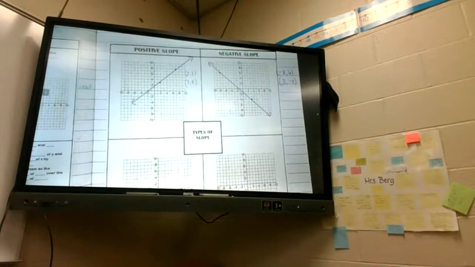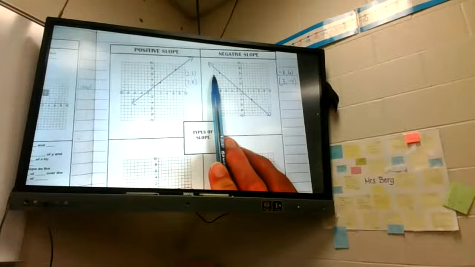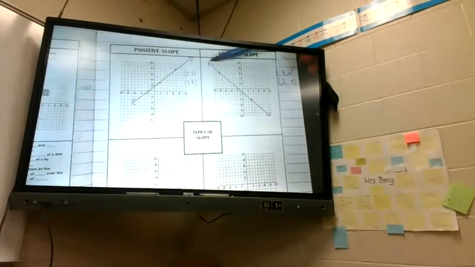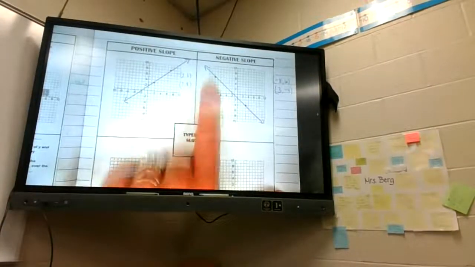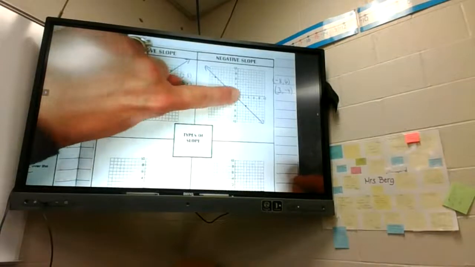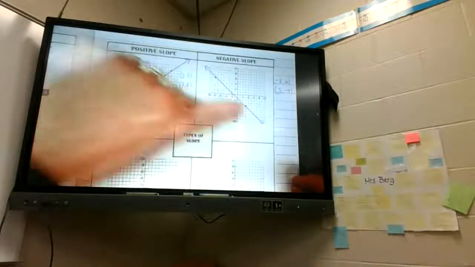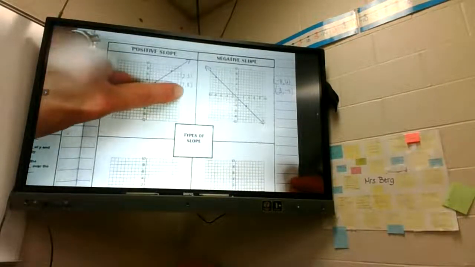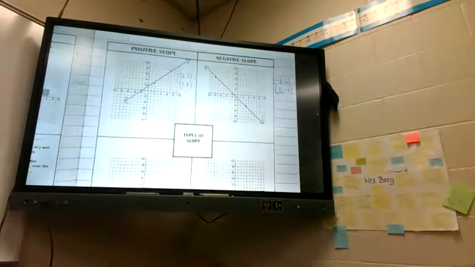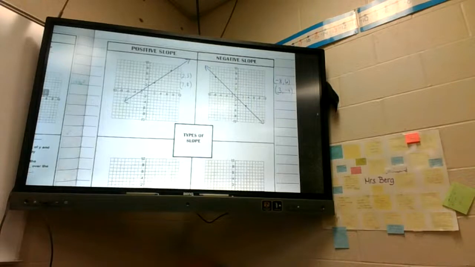How is that one negative? Because going from left to right, the line is decreasing. Does that make sense? When you look at it and you go from the left-hand side of the graph to the right-hand, so when you move this way, like you would read a book, that line goes down. On this one, when you go from the left side of the graph to the right side of the graph, that line is going up. Does that make sense? We doing okay so far? Yes.